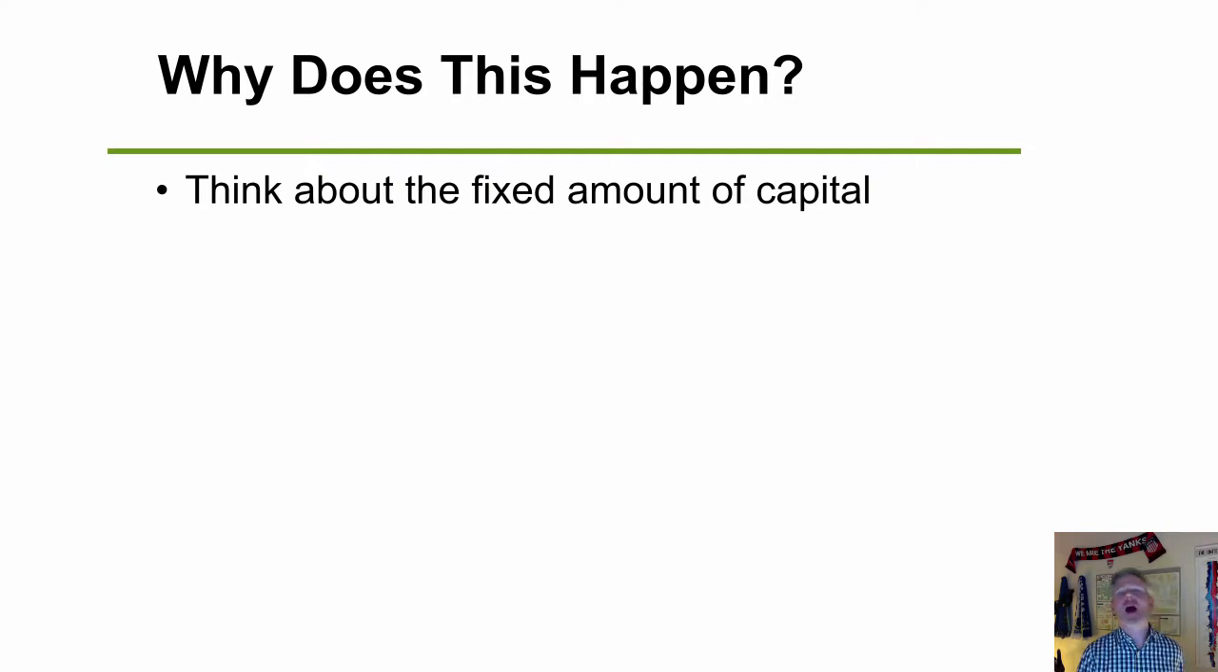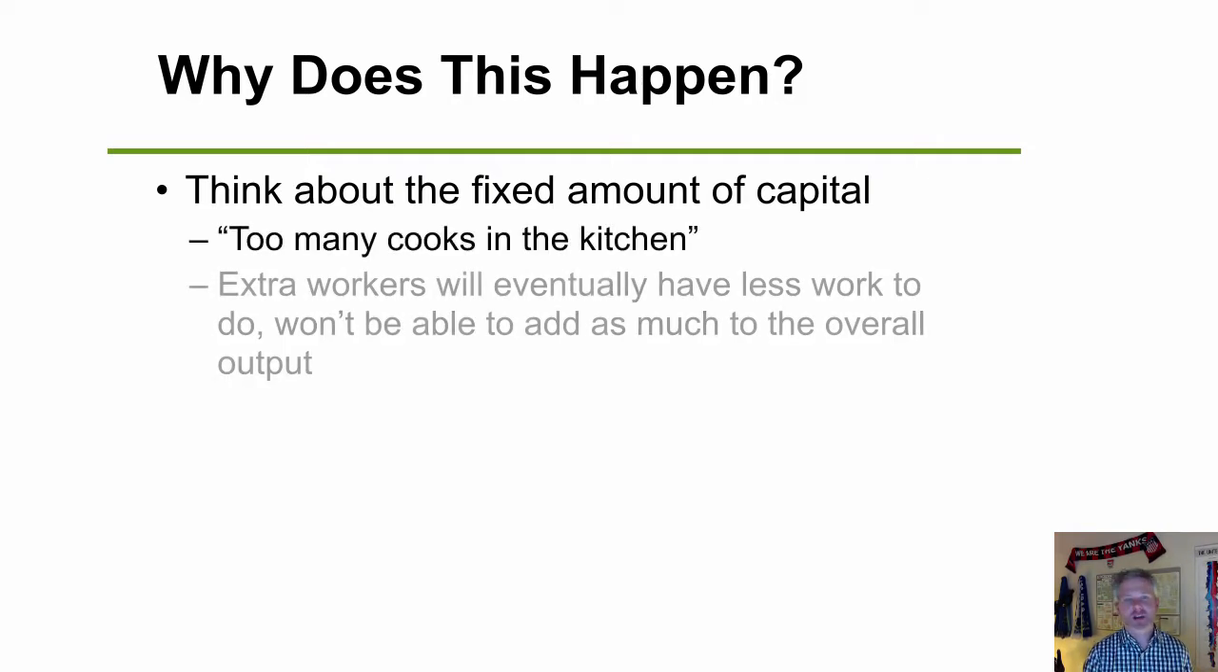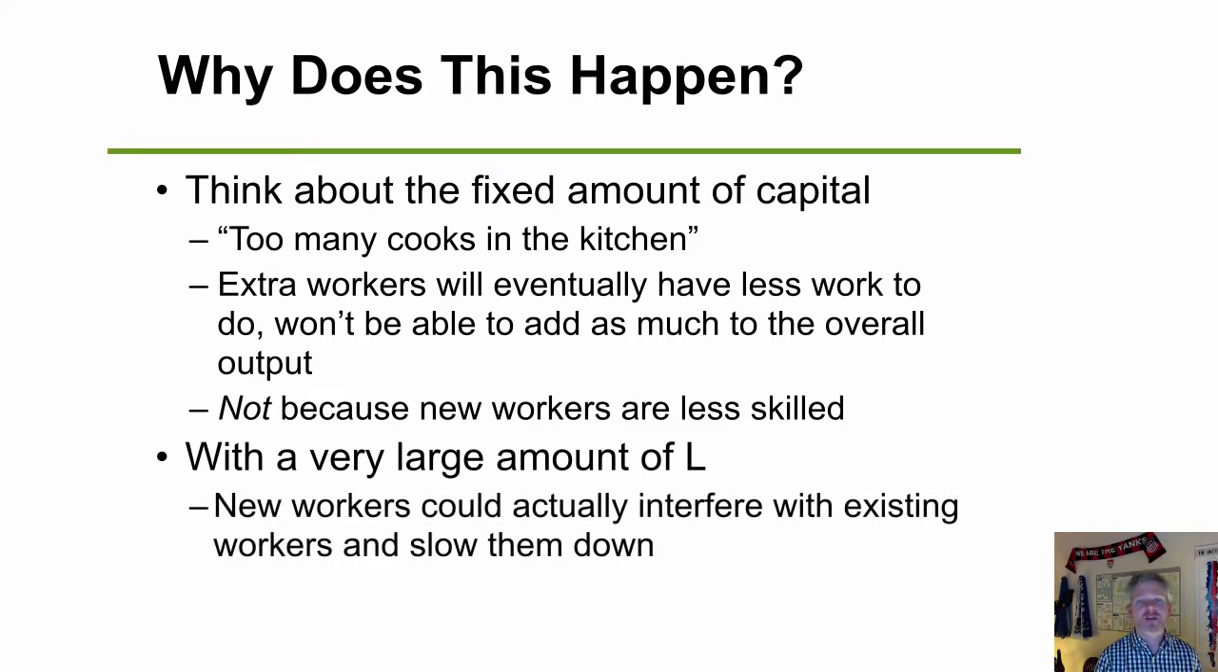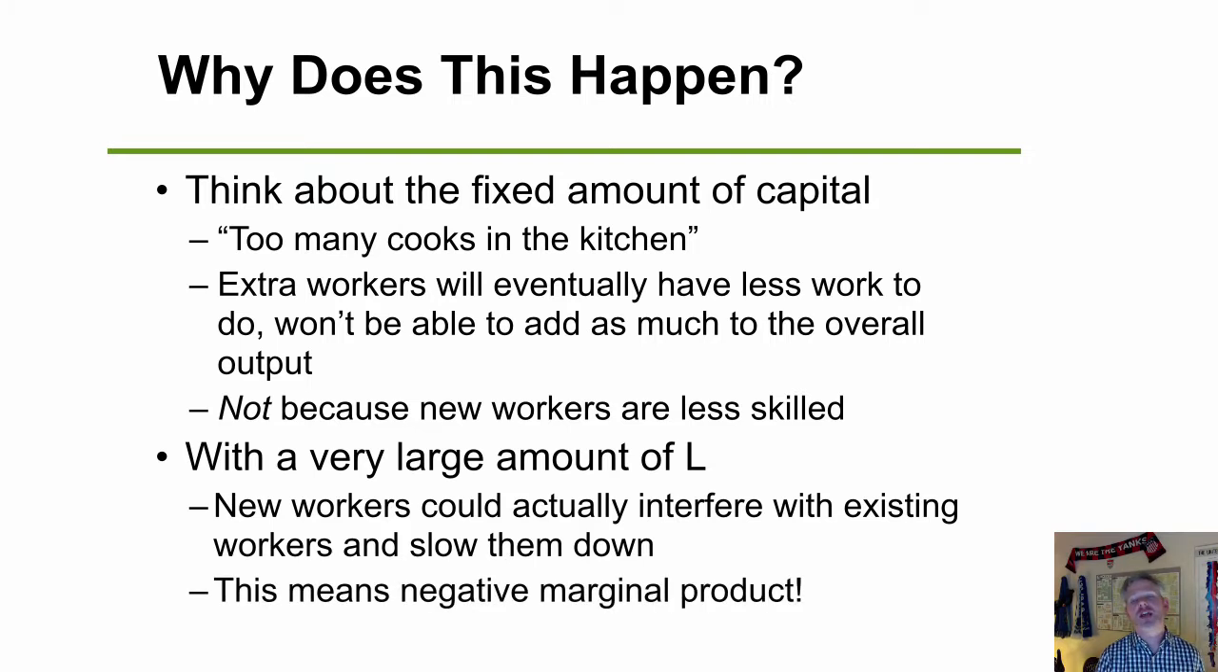Well, think about the fact that your capital is fixed. There are too many cooks in the kitchen. They're crowding, they're bumping into one another. The extra workers eventually have to work less. Eventually, the next worker has less work to do, and they won't be able to add as much to overall output. Not because they're less skilled. We're assuming in this model everyone has the same skills, but because we don't have enough capital for them to use. With a very large amount of labor, new workers might actually interfere with the existing workers and slow them down, meaning negative marginal product.